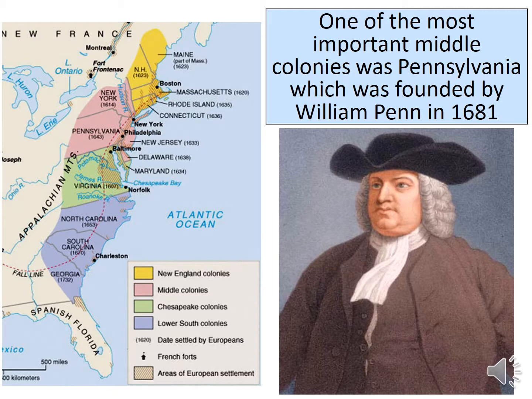Okay, so one of the most important middle colonies was Pennsylvania, which was founded by William Penn in 1681. And it's an interesting story. Charles II, who was the King of England during that time, owed a large debt. He owed a bunch of money to William Penn's father, a political debt. And so instead of paying him money, he gave his son this large area of land, which we now know as Pennsylvania.